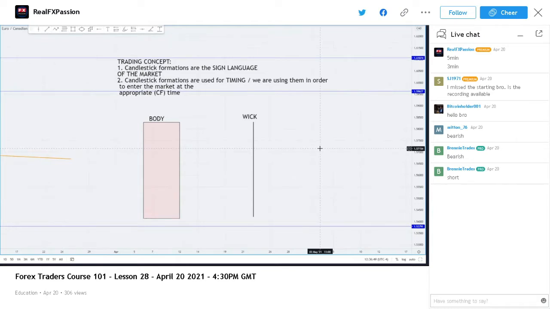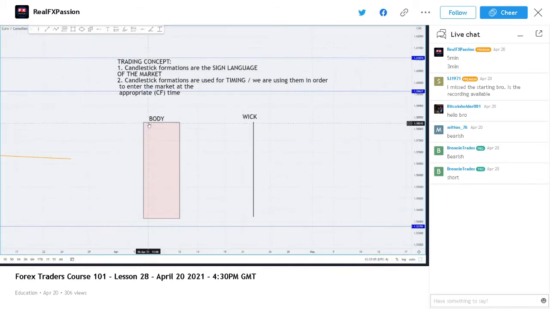One more time, those are the sign language of the market. What does this mean? This means bull or bear. And number two, candlestick formations are used for timing. We are using them in order to enter the market at the appropriate candlestick formation time.